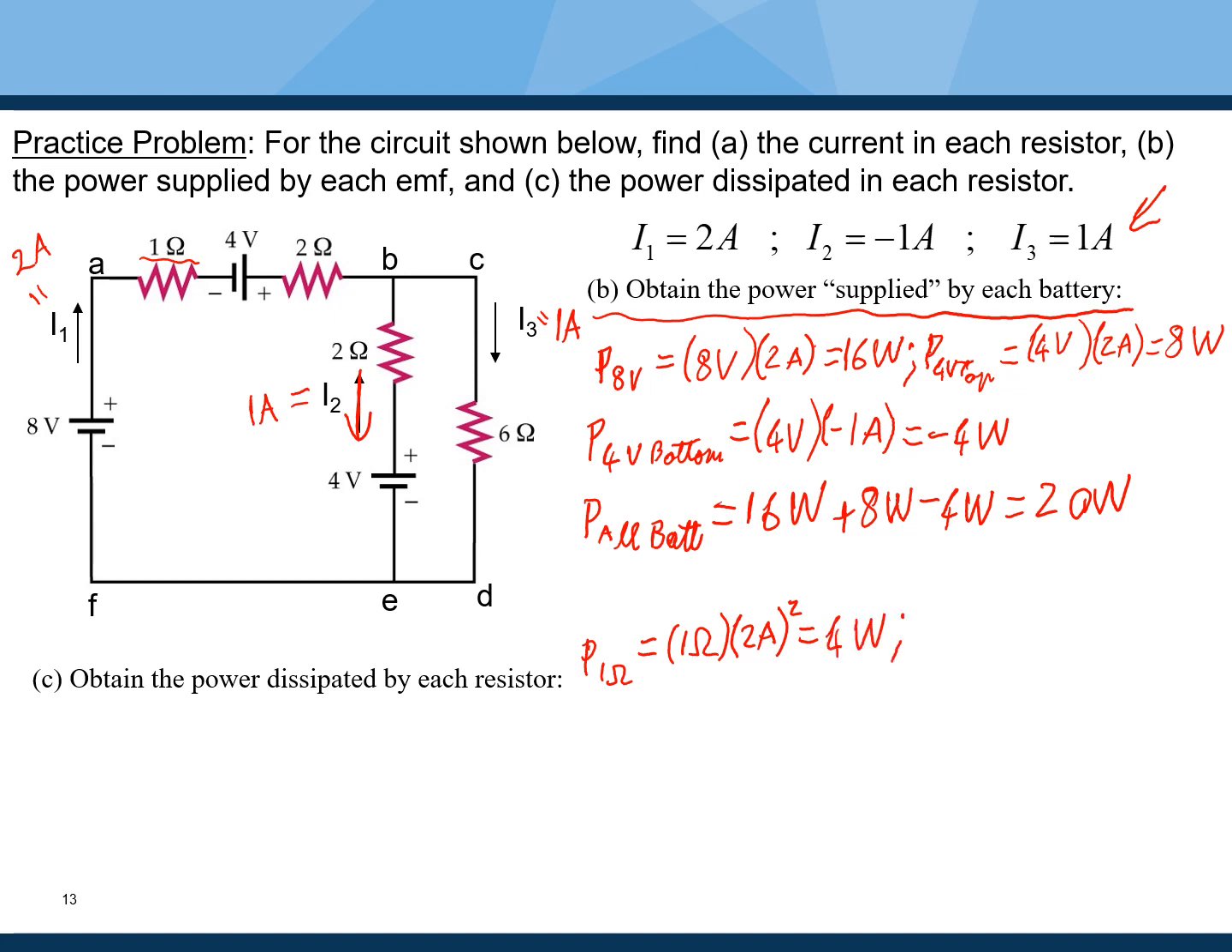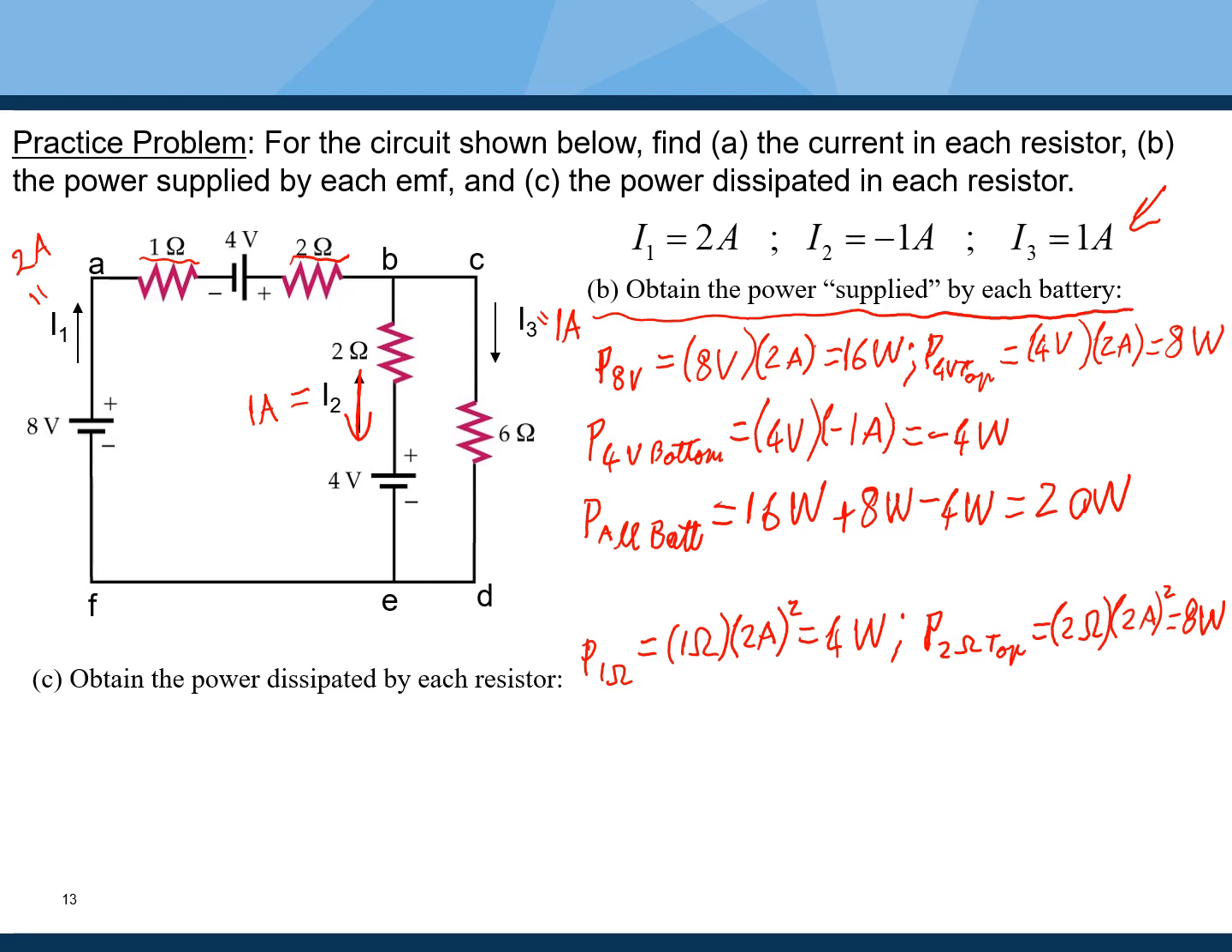Now let's consider the 2 ohm resistor at the top. That's this one that I'm marking out. So the power dissipated by the 2 ohm resistor at top is equal to 2 ohms times the same current of 2 amperes that is flowing through it. So we do 2 amperes squared, and that answer turns out to be 8 watts. So again, the resistor at the top is dissipating 8 watts of power.